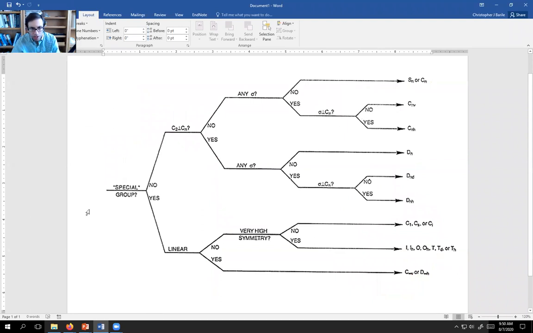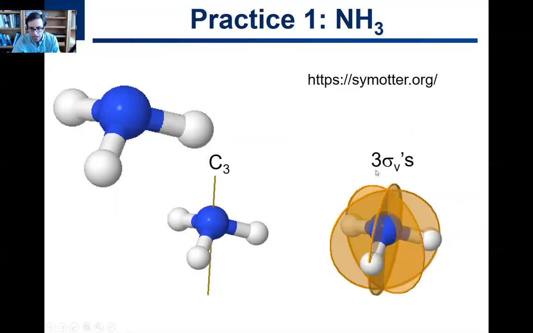So we followed this path here. Not a special group. C2 was not perpendicular to Cn. And then, is there a mirror plane? Yes. Was there a mirror plane perpendicular to Cn? No. That got us to CnV. What's our n? Our n is 3. So that tells us we're in point group C3V.